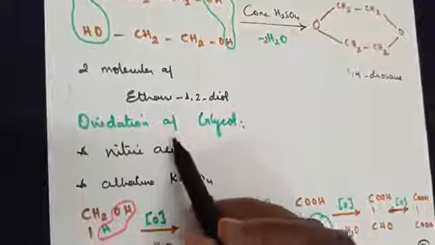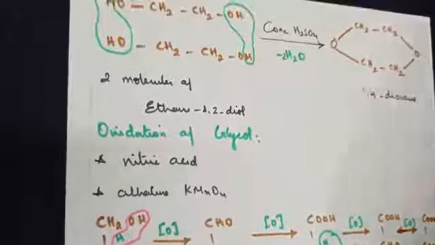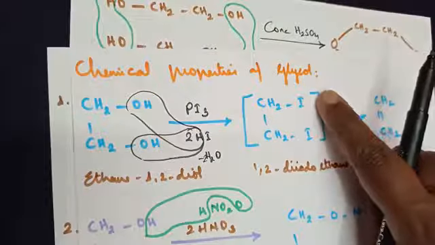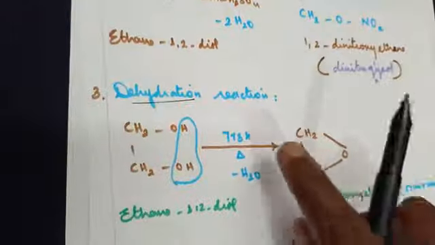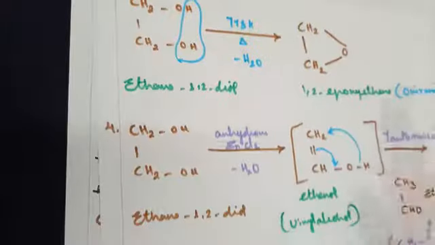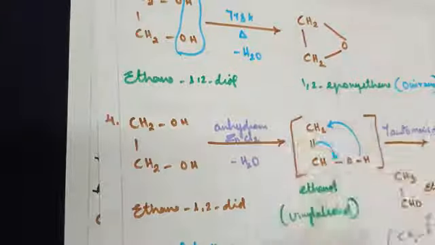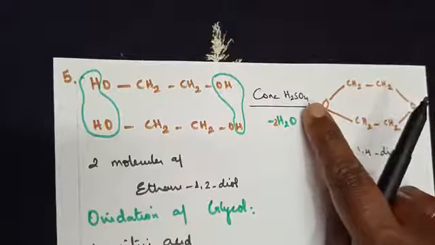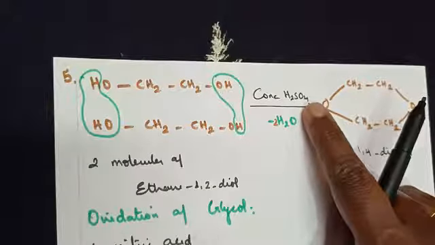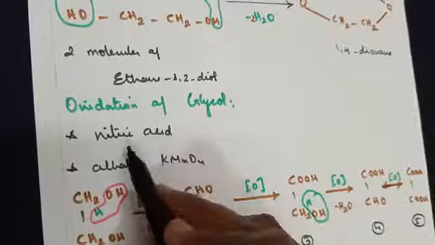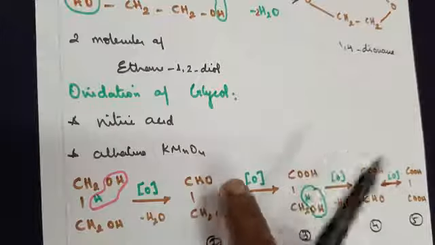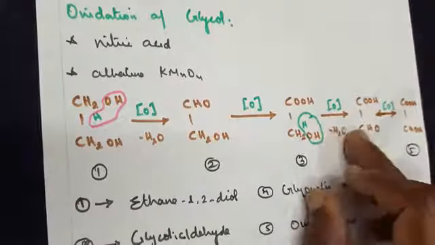And the last one, oxidation of glycol. So regarding chemical properties of glycol, whether you treat with phosphorus triiodide or nitric acid, or heat to the temperature of 773 Kelvin, or you are treating it with anhydrous zinc chloride or dilute H2SO4, or treating it with concentrated H2SO4, everywhere water molecule is being lost, final products are differing. The last one, oxidation of glycol. Here the oxidizing agents can be nitric acid or alkaline potassium permanganate. It looks long but a very easy one.